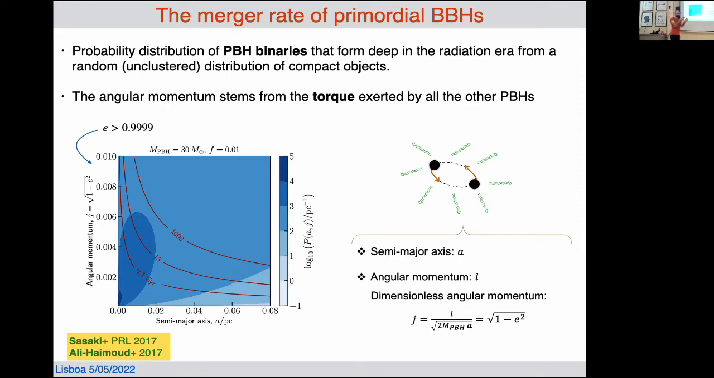So you have a pair. This pair would be taken apart by the Hubble flow, but then gravitational pull overcomes, in some cases, the Hubble flow, and you form a binary system with a small angular momentum that is provided by the torque exerted by the surrounding black holes. So you have a probability distribution in terms of angular momentum and, say, major axis for these primordial binaries that can be computed just under these two assumptions.